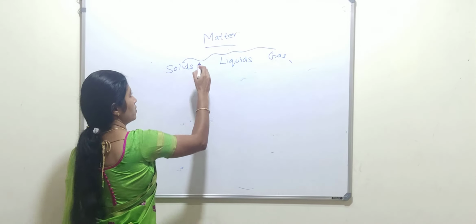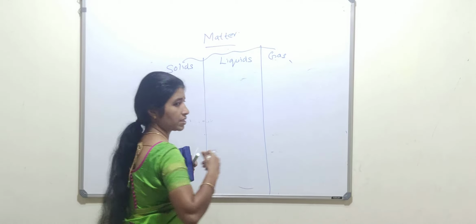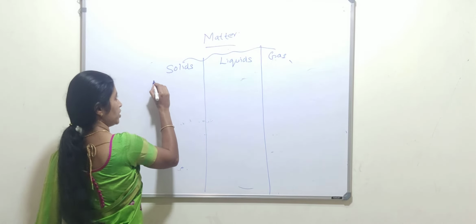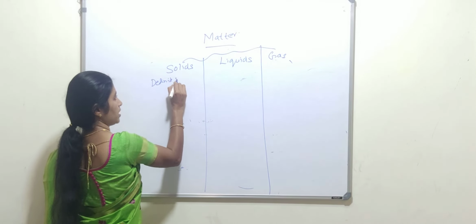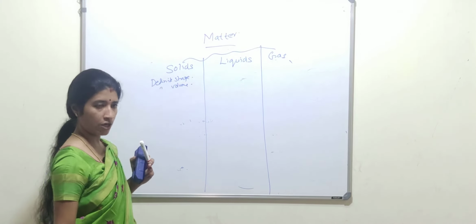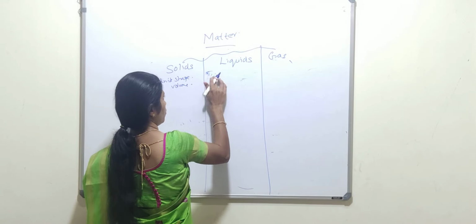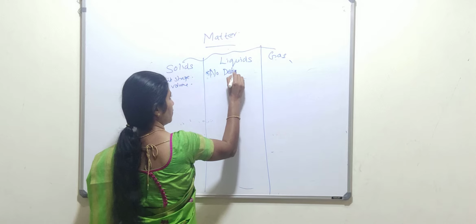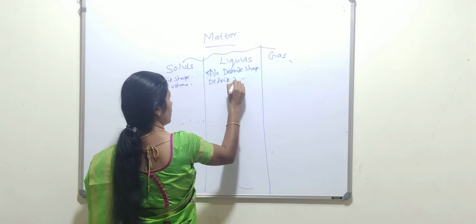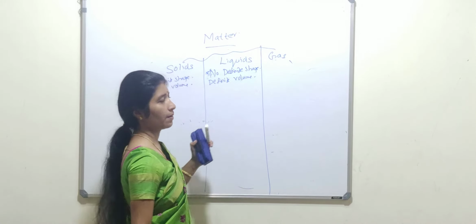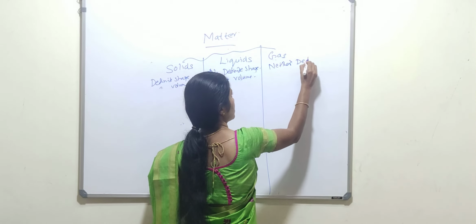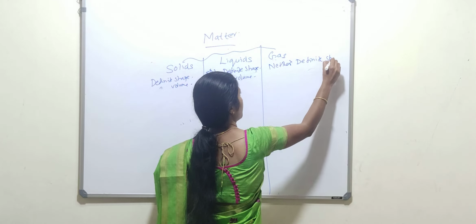Okay, solids, liquids and gas. As I said, solids have definite shape, definite volume. In case of liquids, there is no definite shape, but they have definite volume. Coming to the gaseous substance, it has neither definite shape nor definite volume.